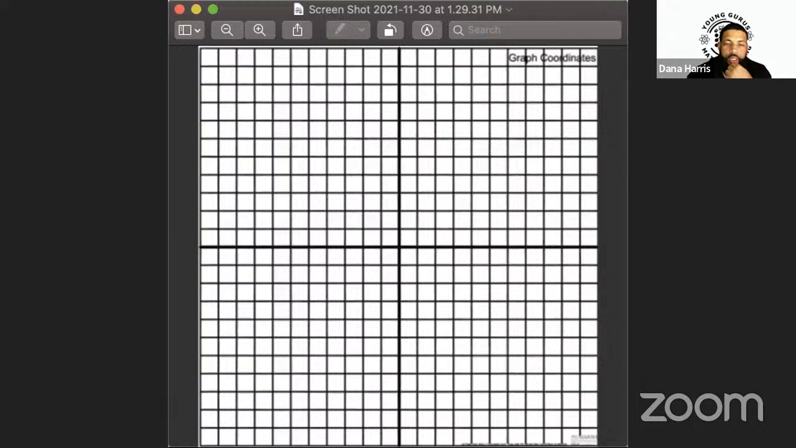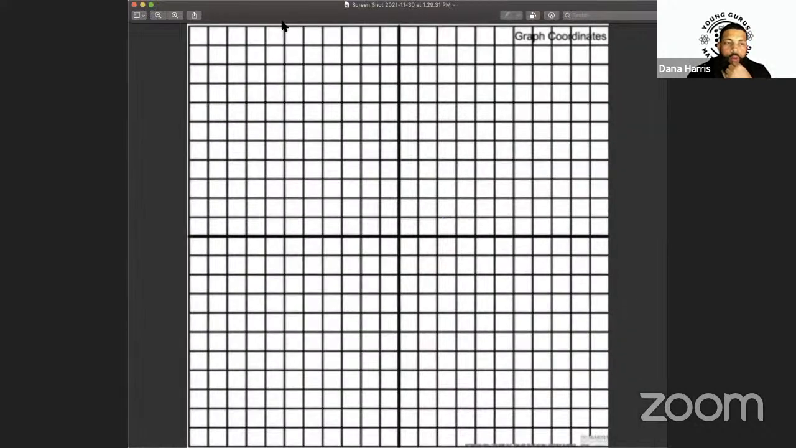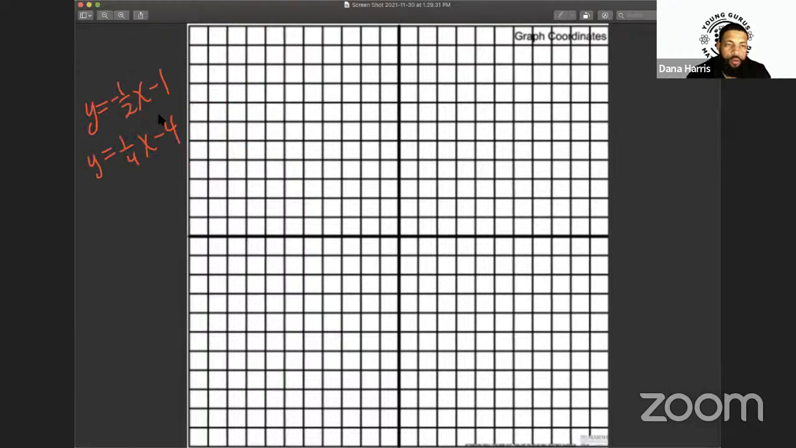So the next example, we have same thing, but our equation is now going to be, let's see what we have. Y equals, let's annotate on this. So we have y equals -1/2 x minus 1. And then we have y equals 1/4 x minus 4. Now, it's a little blurry with this kind of screen. Let me just widen the screen. There we go. All right, cool.